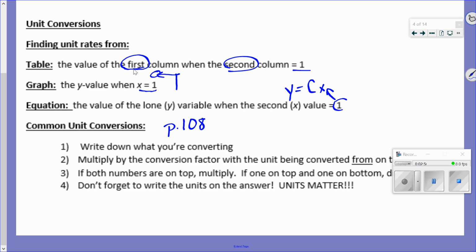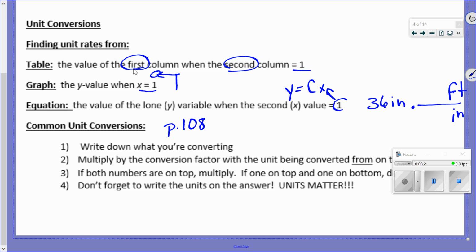Let's say, for example, I wanted to change 36 inches into feet. So I write down what I'm converting, which is 36 inches. I then go into my chart and I look for the conversion factor between inches and feet, because I want to get to feet. So the unit I'm converting to goes on top. The unit I'm converting from goes on the bottom. Looking at my conversion chart, what's the relationship between inches and feet? Or you can just tell me if you know. 12 inches is 1 foot.